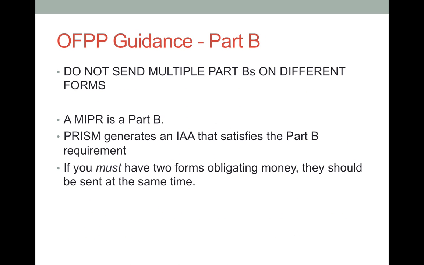This is a bit of a repeat of the last slide, but it is my personal pet peeve, so you get to hear it twice. Do not send multiple Part Bs. DOE only needs one document obligating funds. The MIPR is a Part B. The PRISM form is a Part B.